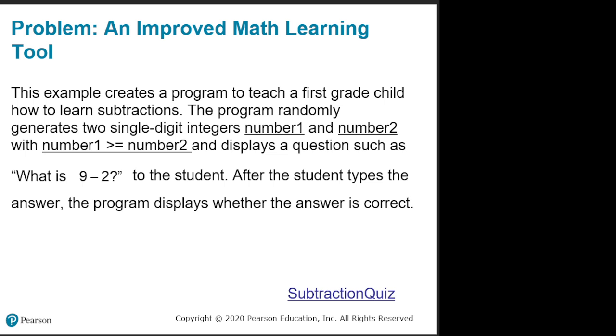And so what we're going to do is we're going to look at a subtraction quiz, which is another listing in the book in the next video slot.